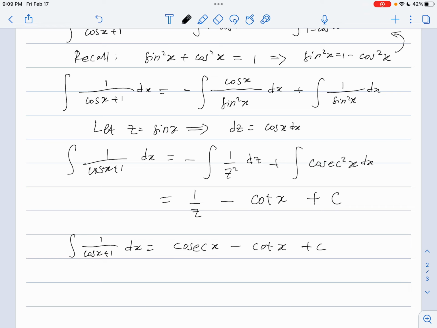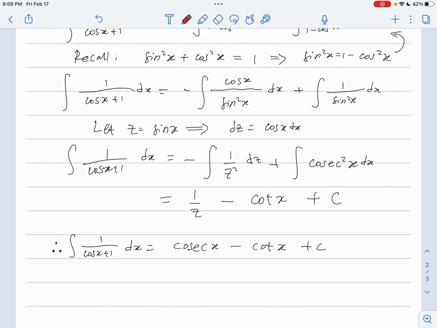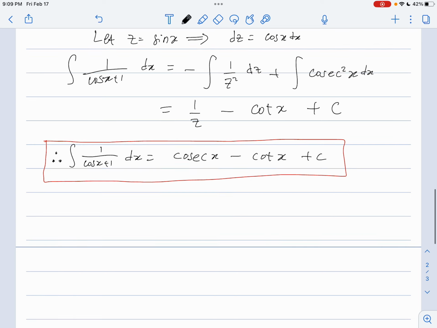So here's our result. Now every time you already obtain the result of your integral, it is best to do a sanity check by taking the derivative of your answer. Okay, so let's see what we have.